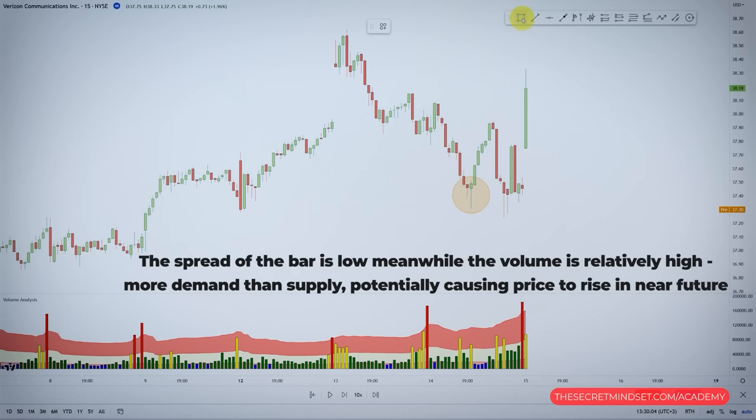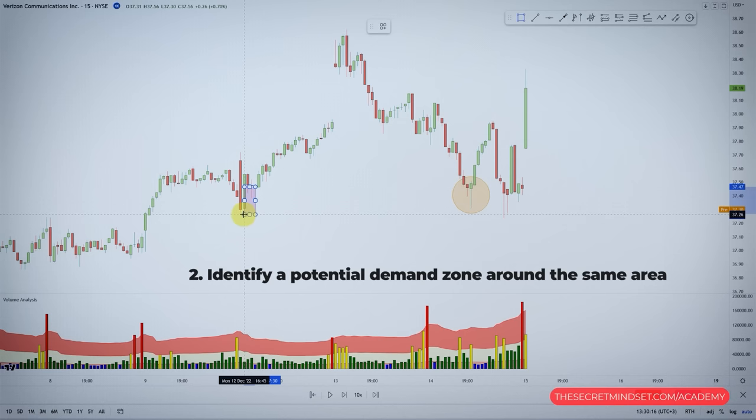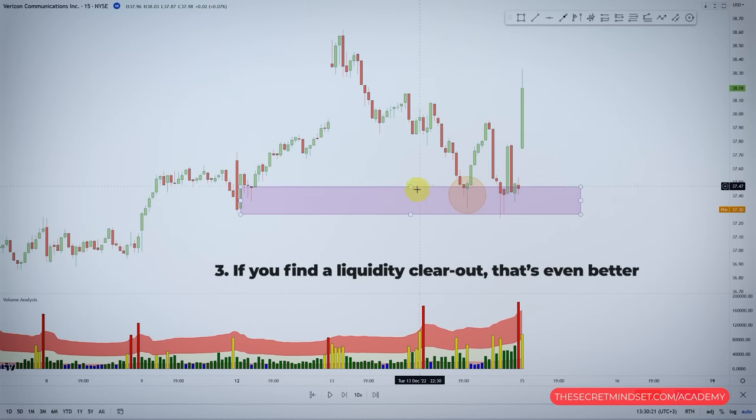The spread of the downthrust bar is low, meanwhile the volume is relatively high, so there is more demand than supply, potentially causing price to rise in the near future. Then, you identify a potential demand zone around the same area. If you find the liquidity clearout, that's even better.